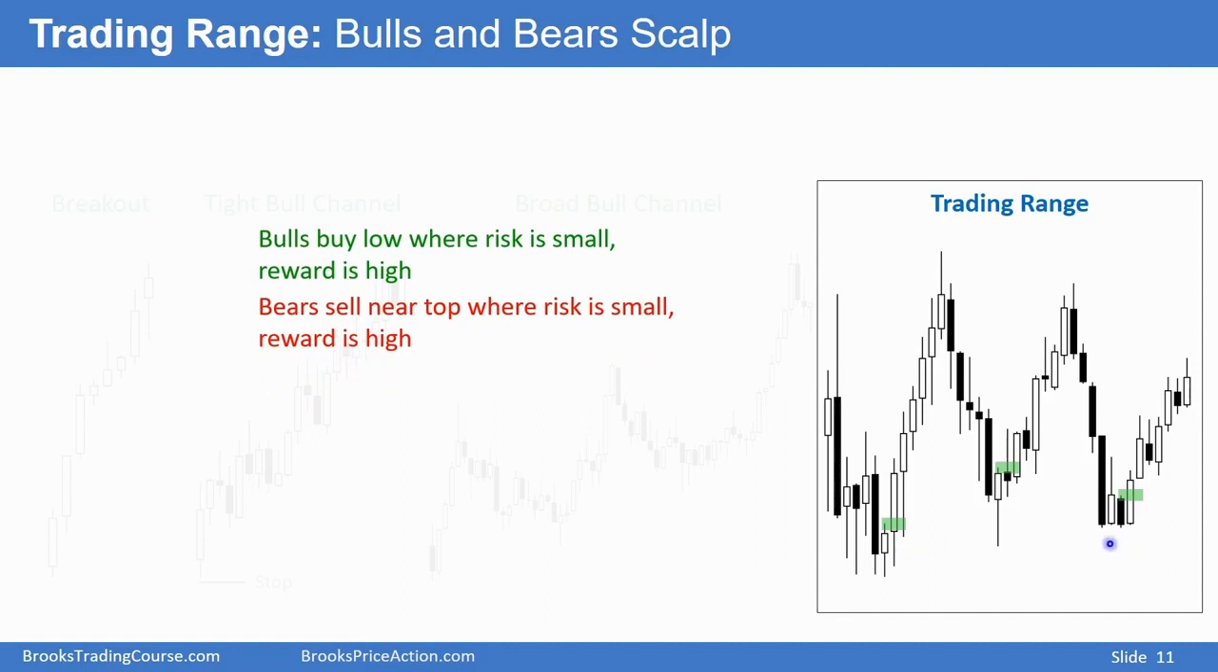So you want to buy low where the probability is highest for making a profit and the risk is less, and you want to sell high where the probability of making a profit as a short is highest and the risk is less as well. Traders will sell at the prior high.